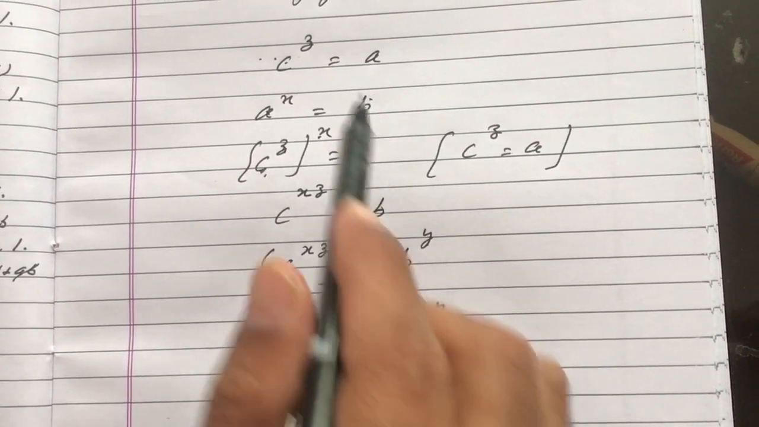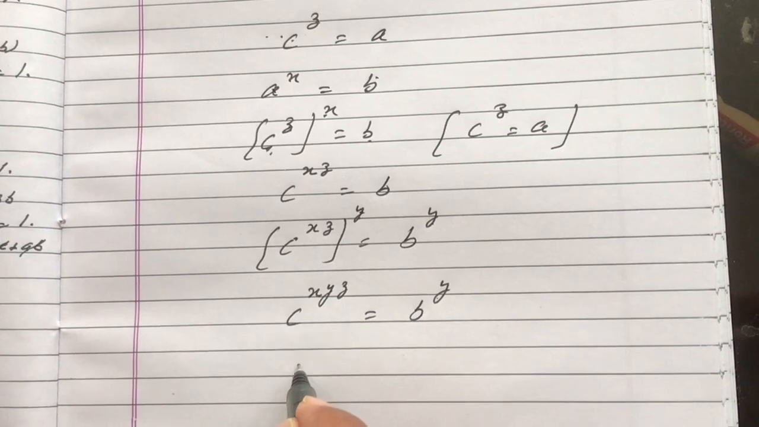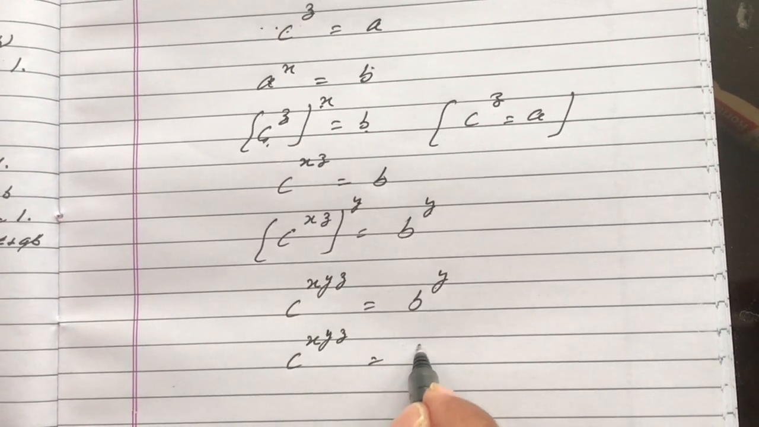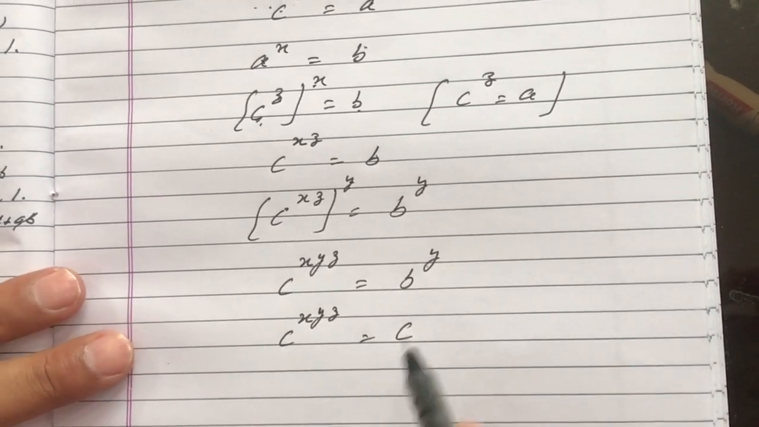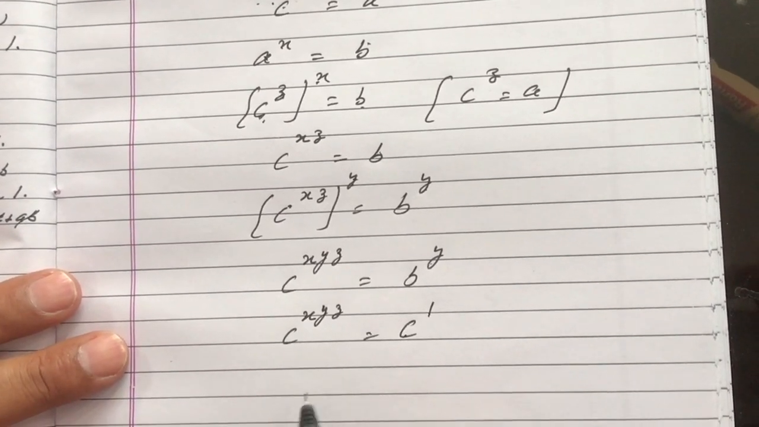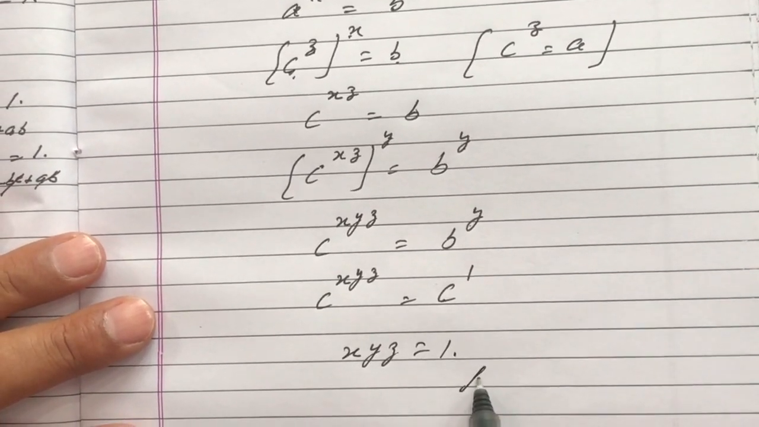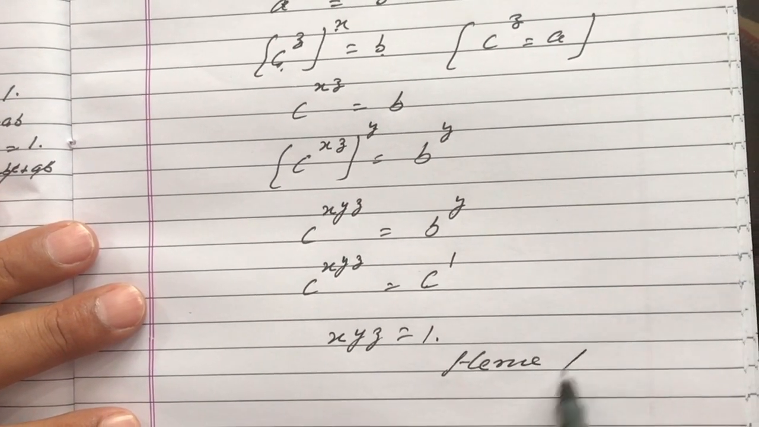Now B raised to power y is equal to C. In place of B raised to power y I can write C. So it is C to the power 1, bases are same. It means x, y, z is equal to 1. Hence proved. So it is a tricky question.